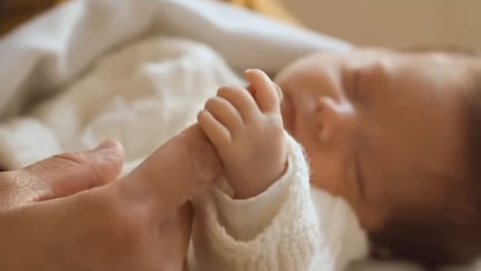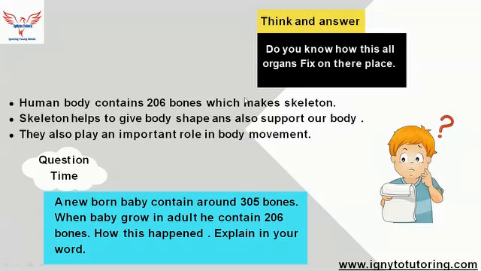But a newborn baby's body contains around 305 bones. When the baby grows into an adult, the bones fuse, and then the adult body contains 206 bones. How does this happen? What is the reason behind this? Do you know how this happens? So let's know the answer to this question.